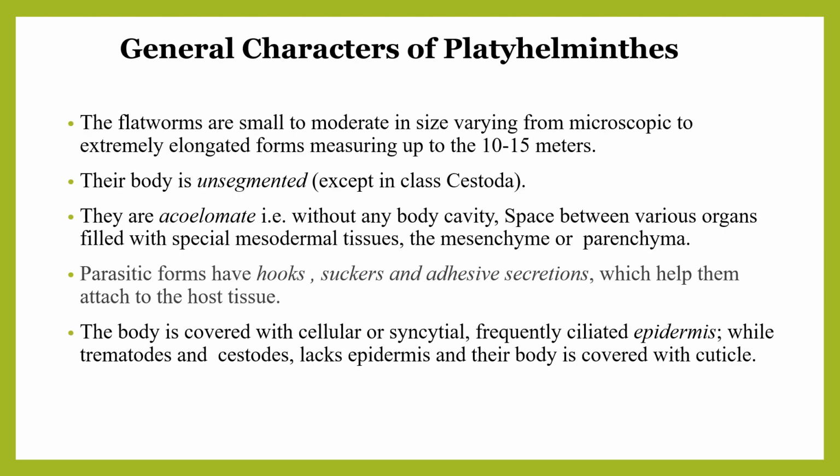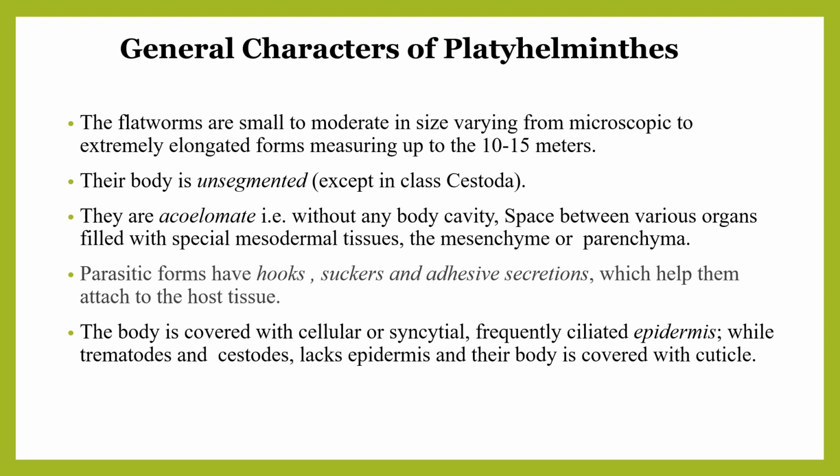The flatworms are small to moderate in size, varying from microscopic to extremely elongated forms, measuring up to 10 to 15 meters. Their body is unsegmented except in the class Cestoda, example tapeworm. They are acoelomate, that is without any body cavity, and the space between the various organs is filled with special mesodermal tissues, the mesenchyme or parenchyma. The parasitic forms have hooks, suckers, and adhesive secretions which help them attach to the host tissue.